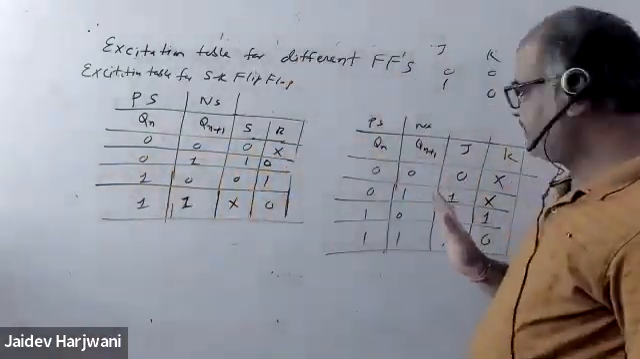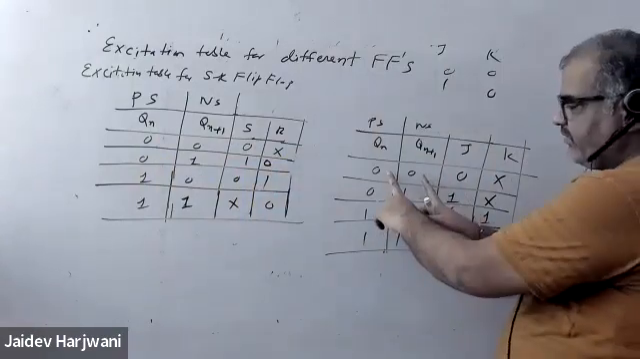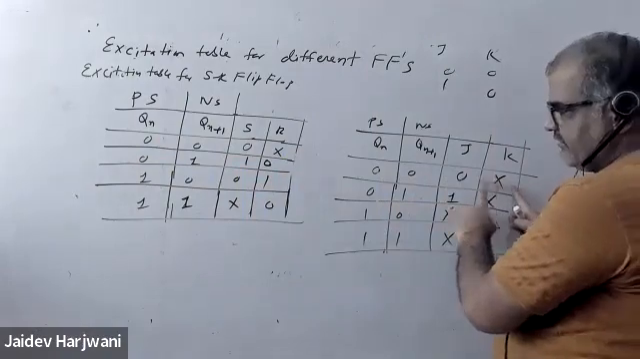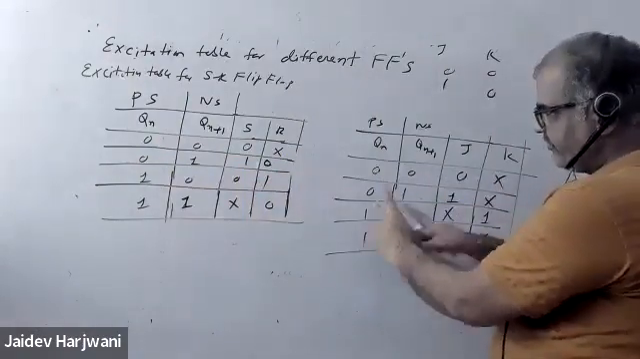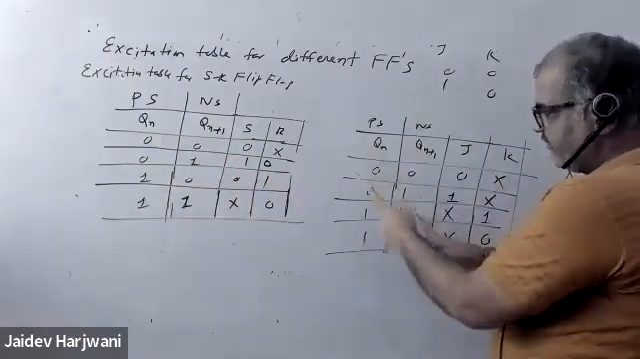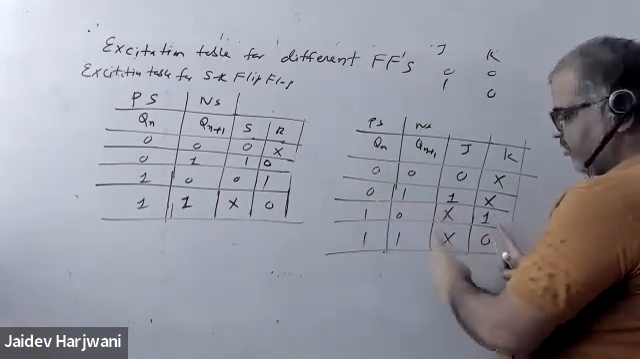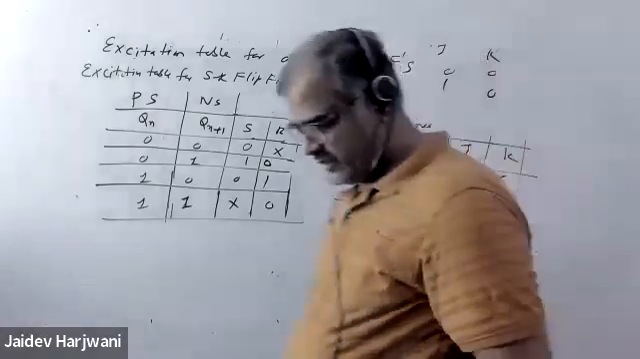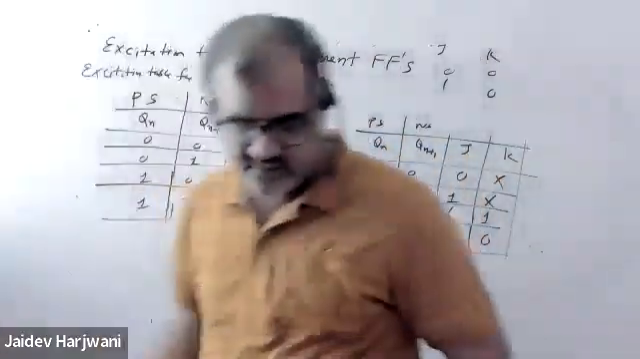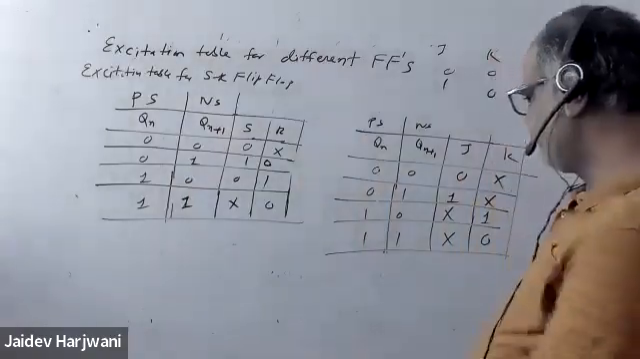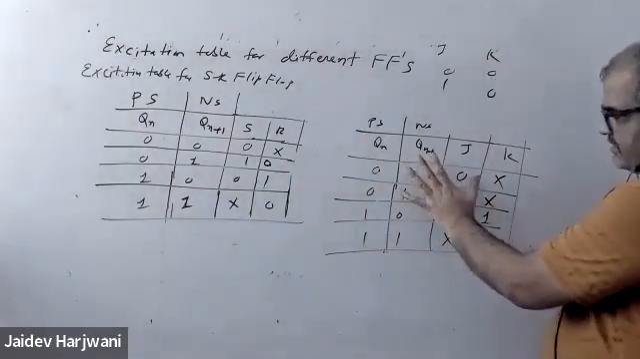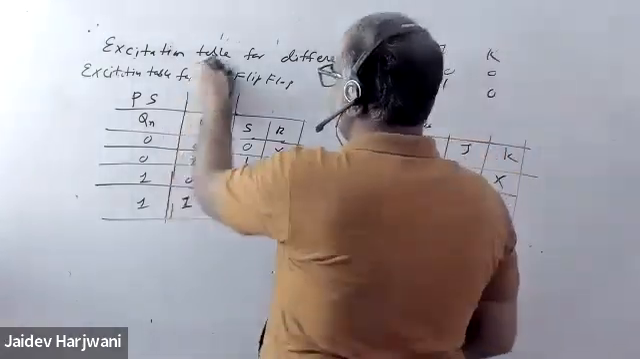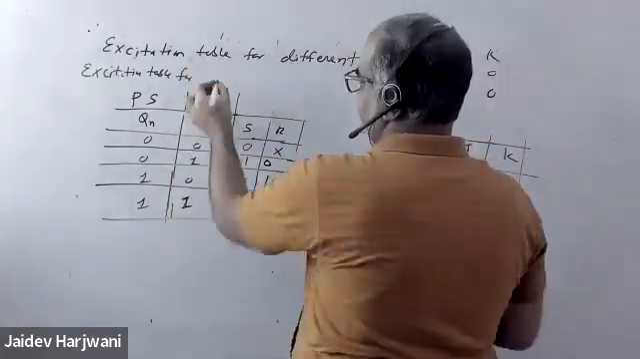Why am I writing this? Whenever I give you this type of combination, 0 to 0, what inputs are required, you can immediately tell me. If I'm using JK flip flop, for this kind of transition, what are the inputs required, you can tell me immediately. So you should remember that. Whenever I do synchronous counter, and if I'm using JK flip flop, you have to keep this table on one side.